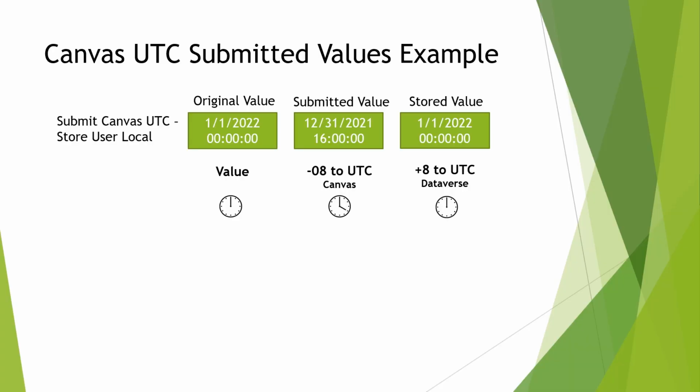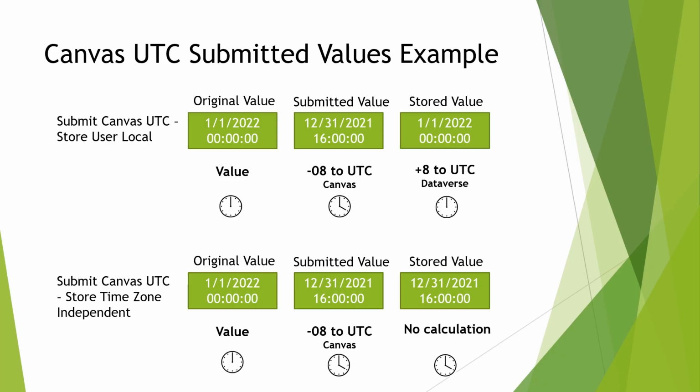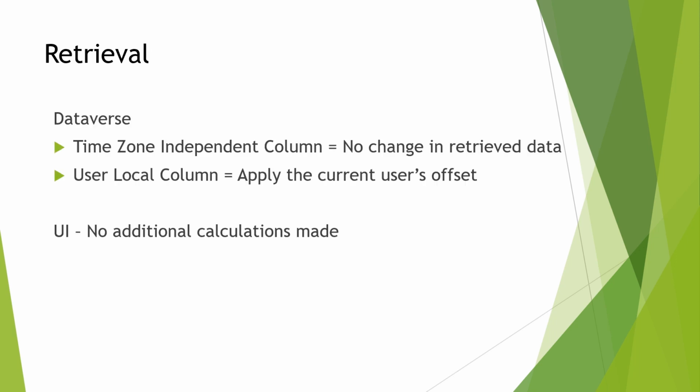Here are side-by-side examples of what happens when submitting data to different columns. If a Canvas app submits a UTC value to a user local column, the Canvas UI applies the offset to change the value to adjust to the submitter's time zone. So in PST it says, if this is a UTC value, I need to subtract 8 to store the correct time. Then Dataverse gets the submitted data and sees that it's a user local column, and it performs a calculation because it thinks it was submitted a value that is in local time and needs to convert it back to UTC. In this case, 8 hours are added back before it's stored. If a UTC field is submitted to time zone independent, the UI calculation is applied, and then the value is stored as submitted.